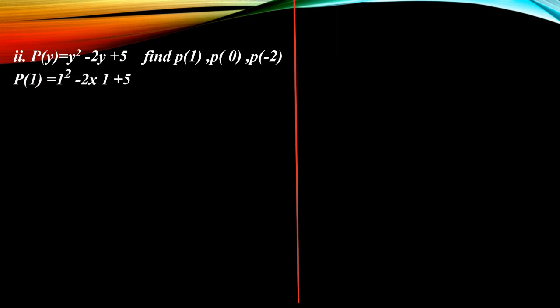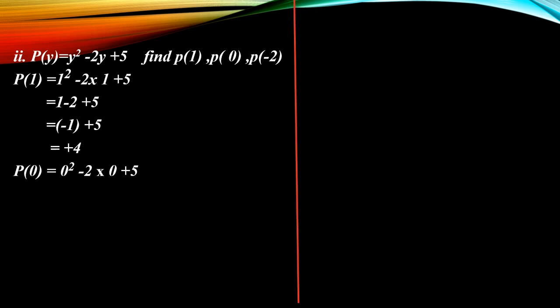So, P(1) is equal to 1 raised to power 2 minus 2 multiplied by 1 plus 5. Therefore, it will be 1 minus 2 plus 5. So, we get P(1) as minus 1 plus 5, and therefore P(1) is equal to plus 4.